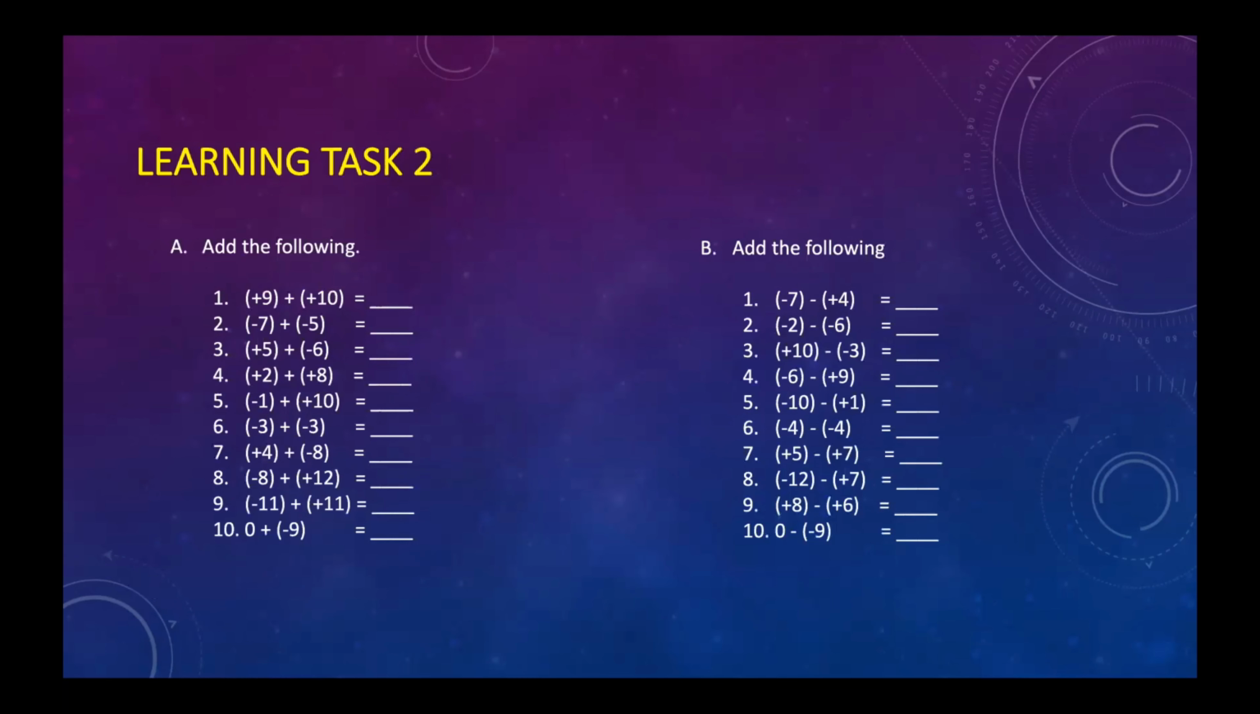Alright. Okay, so that ends the lesson for this week. I want you to answer learning task number 2. And from there, let me pause this video, and then just play it once you come back, once you finish it. And I hope that you can answer it by now, following all the examples that I've given you. Okay, you can start answering now.